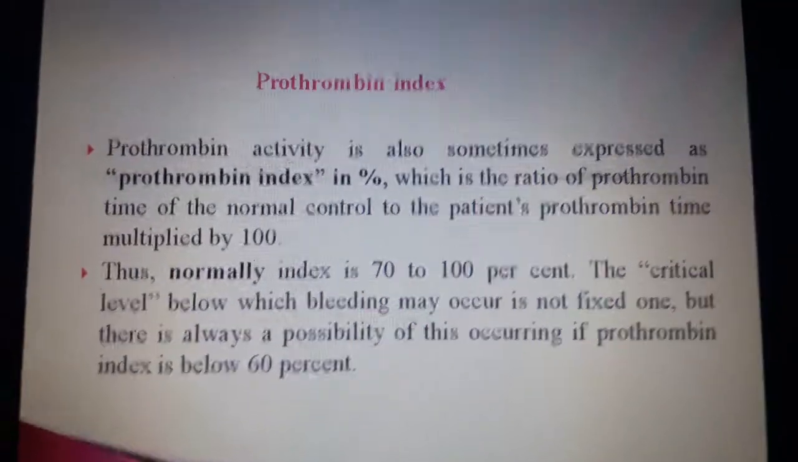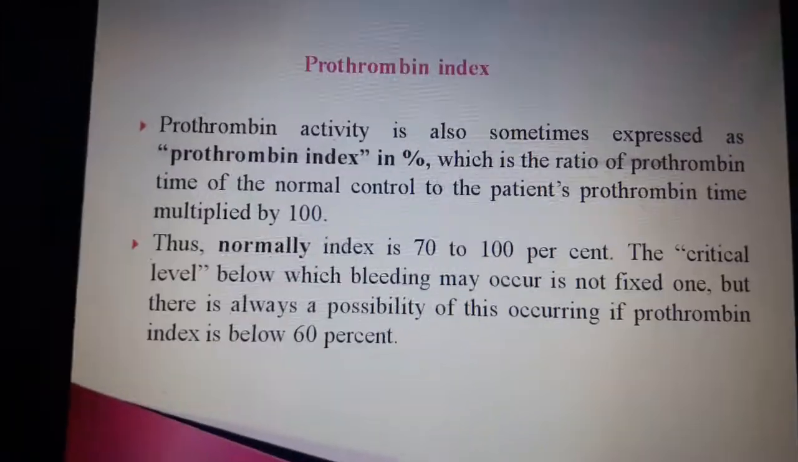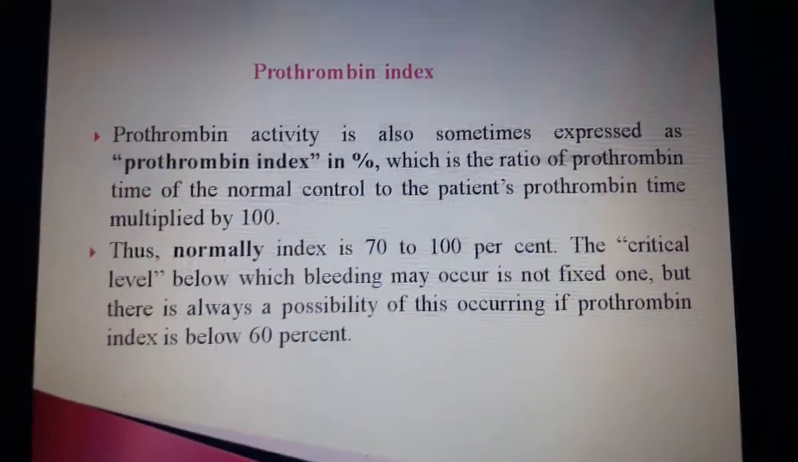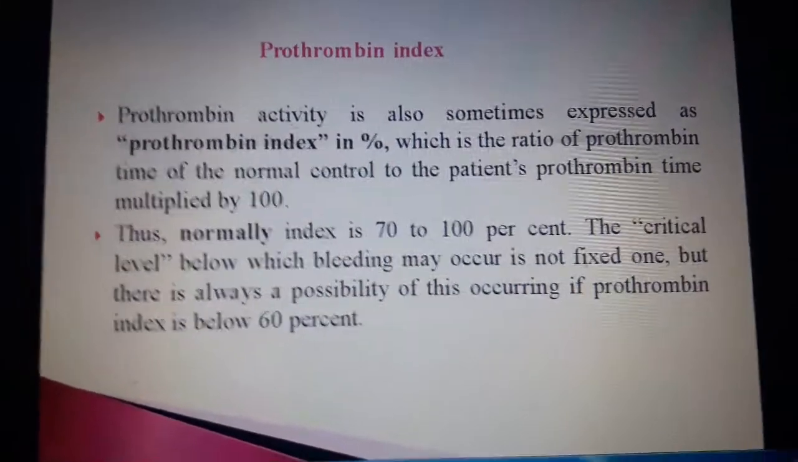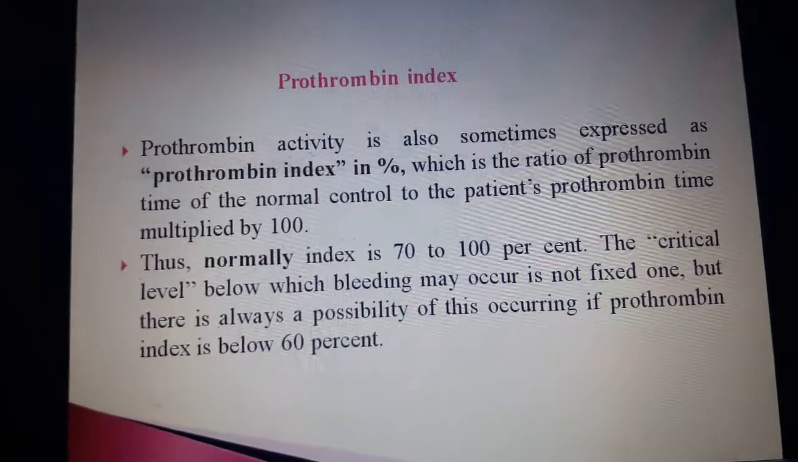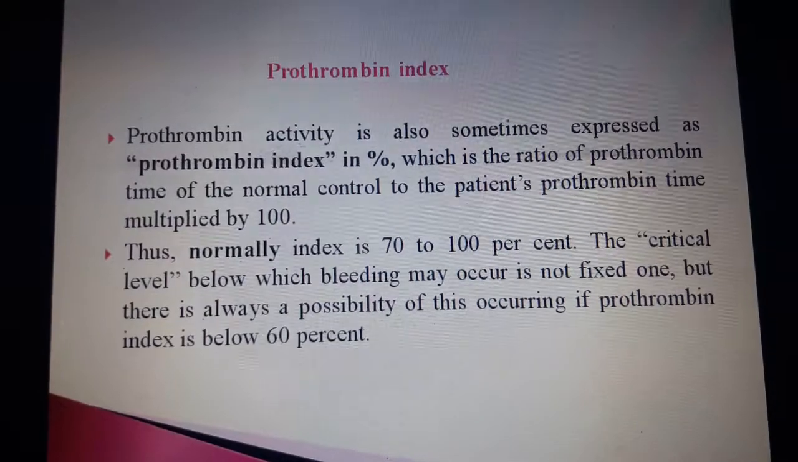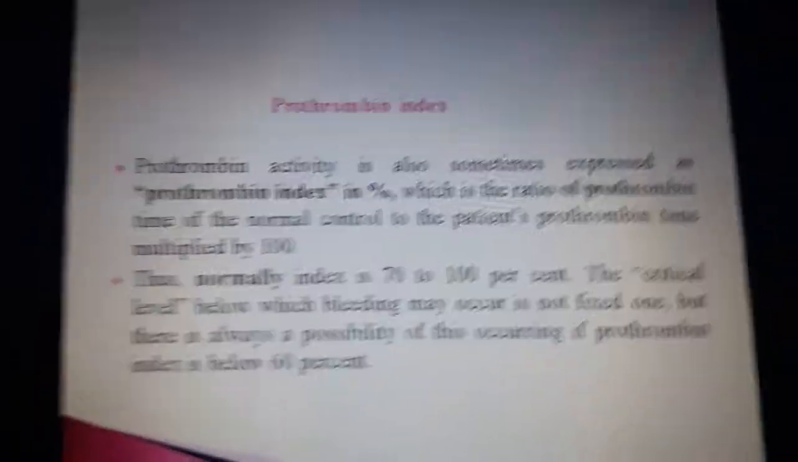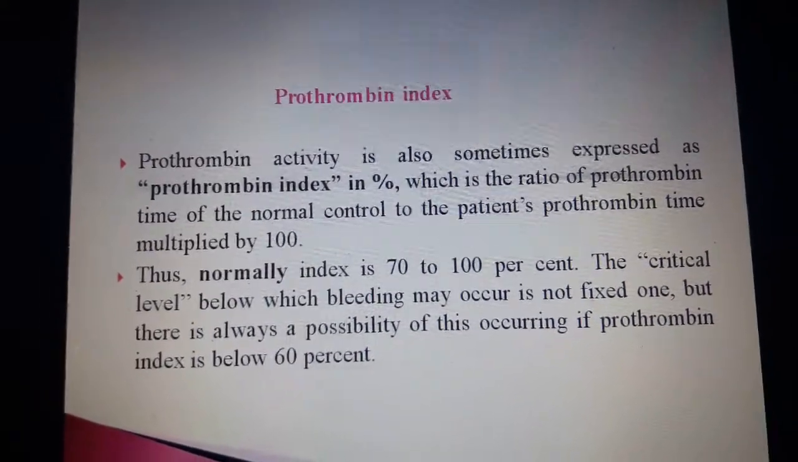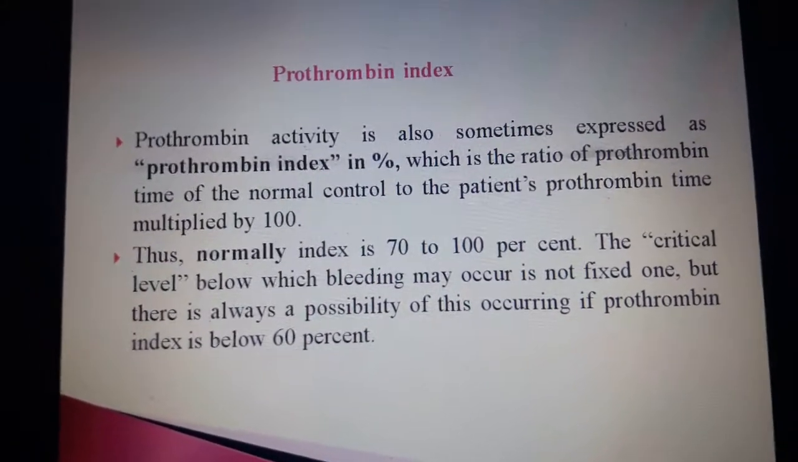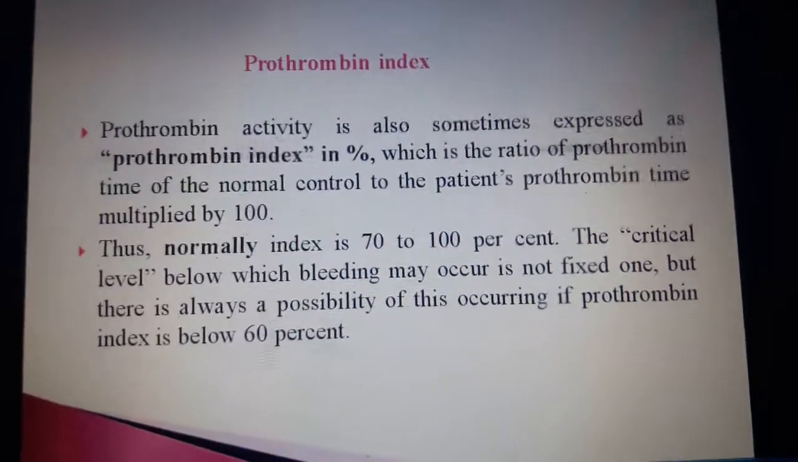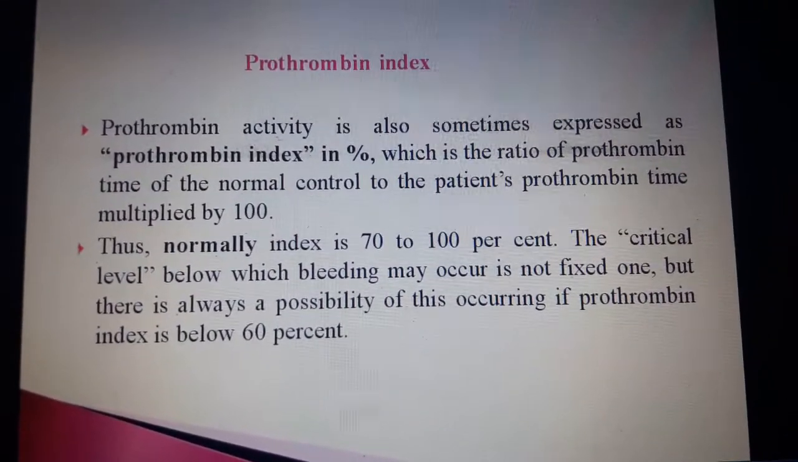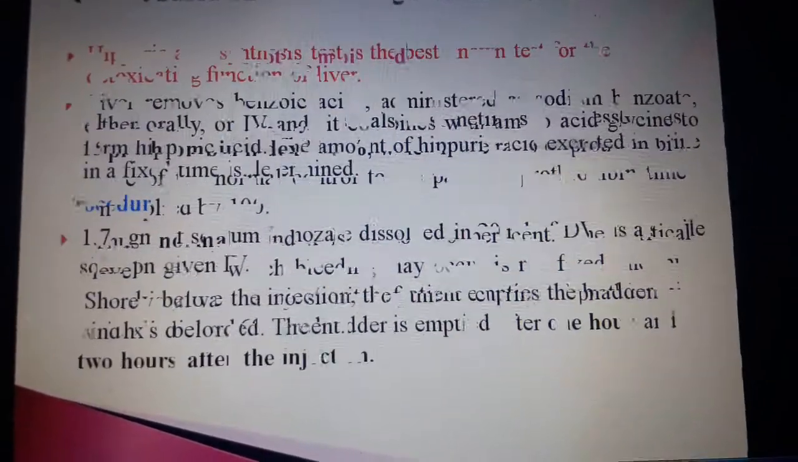Prothrombin index. Prothrombin activity is also sometimes expressed as prothrombin index in percentage, which is the ratio of the prothrombin time of the normal control to the patient's prothrombin time multiplied by 100. Thus, normally the index is 70 to 100%. The critical level below which bleeding may occur is not a fixed one, but there is always a possibility of this occurring if the prothrombin index is below 60.